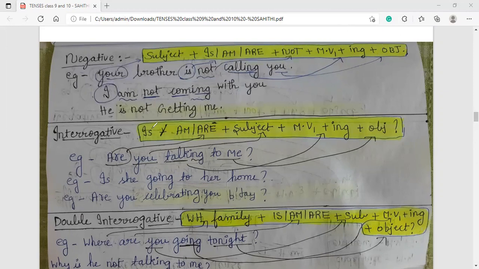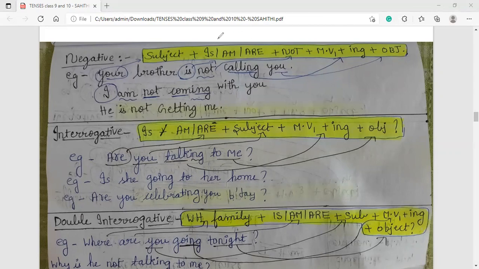Now interrogative. In negativity you only need to add not. This you remember. And for interrogative, you need to first add the helping verb. Then the same thing, remove the not, don't memorize not. So in interrogative: is or am or are plus subject plus main form of verb plus ing plus object.